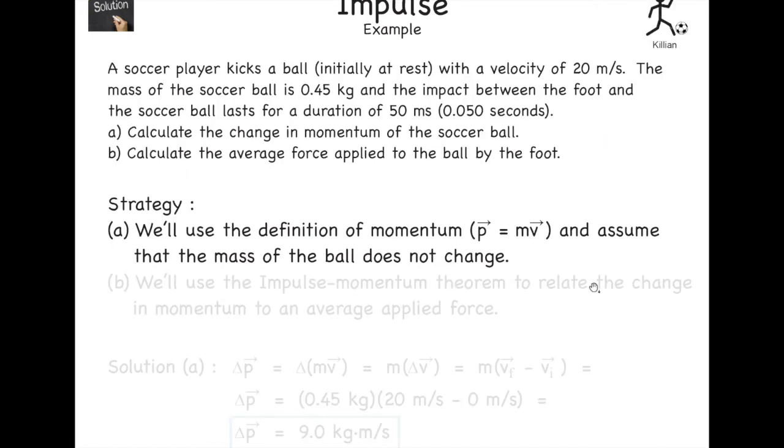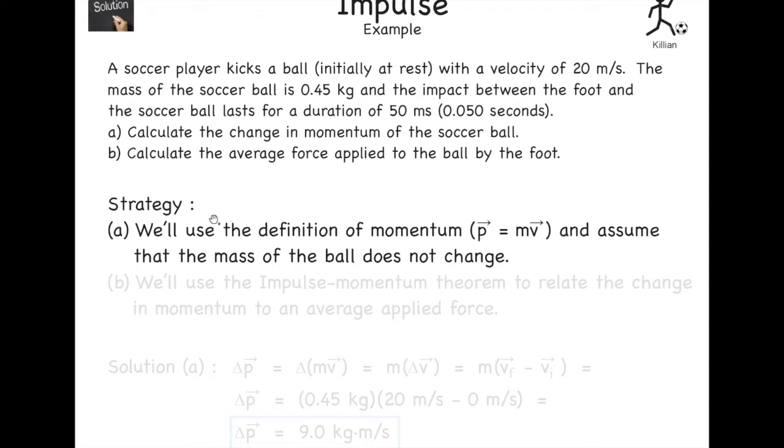All right, so let's take a step back and look at what the strategy here is. First of all, let's visualize what's happening. The soccer ball is sitting there perfectly stationary. It has no momentum. Something comes along and gives it a nice swift kick, and the soccer ball goes flying at 20 meters per second. So now in the final condition, it has momentum because it has mass and velocity. And so there's been a change of momentum from 0 to this finite value.